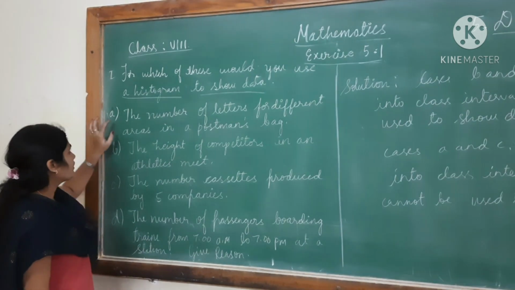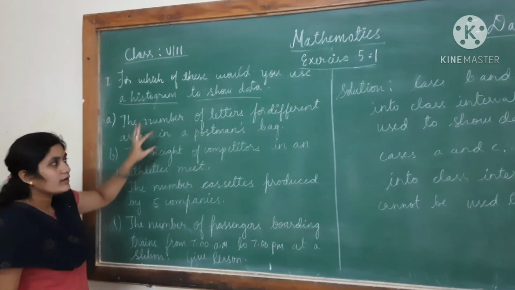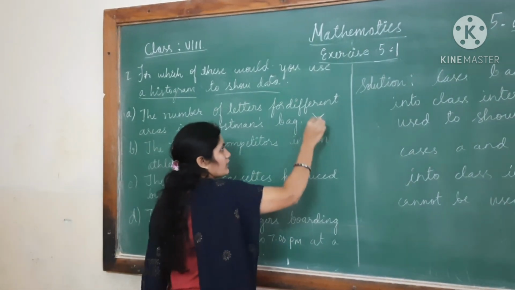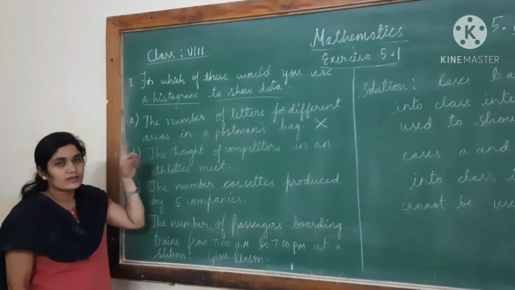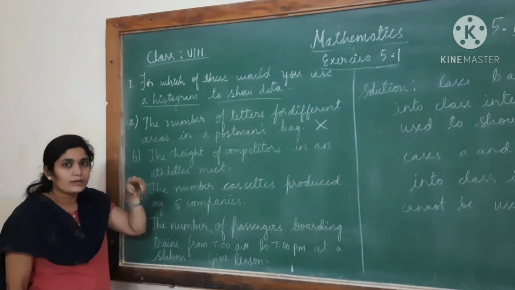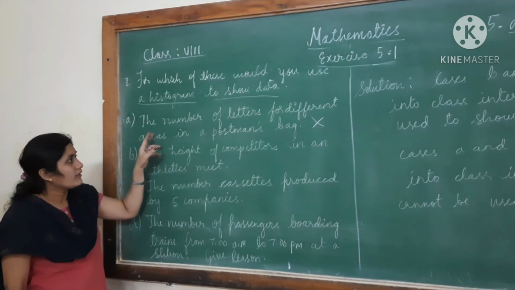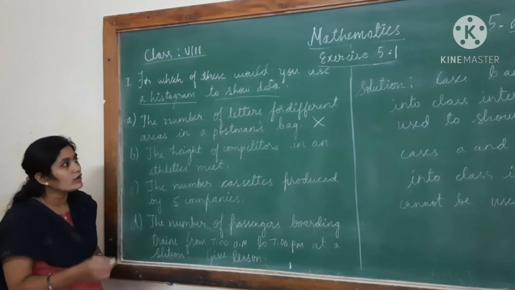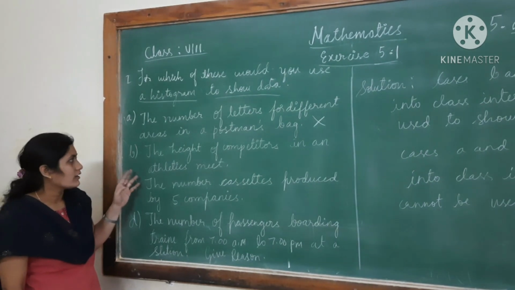First let me deal with the first one. Number of letters for different areas in a postman's bag. Here a particular class interval is not given, so you cannot use a histogram here. Because it is number of letters for different areas. If the same area is given or any serial number is given, you can use a histogram. But here it is not mentioned. They have just given the number of letters for different areas in the postman's bag. So you cannot use a histogram or represent this using any graph.